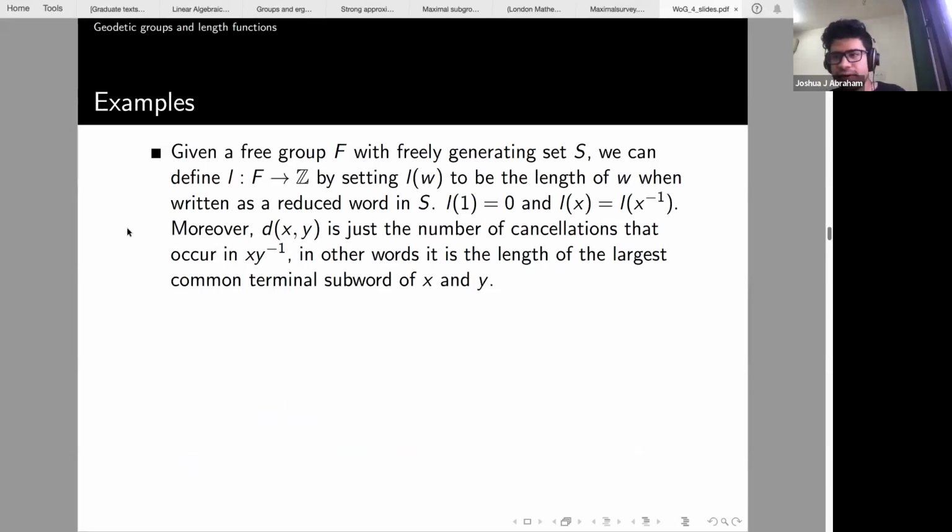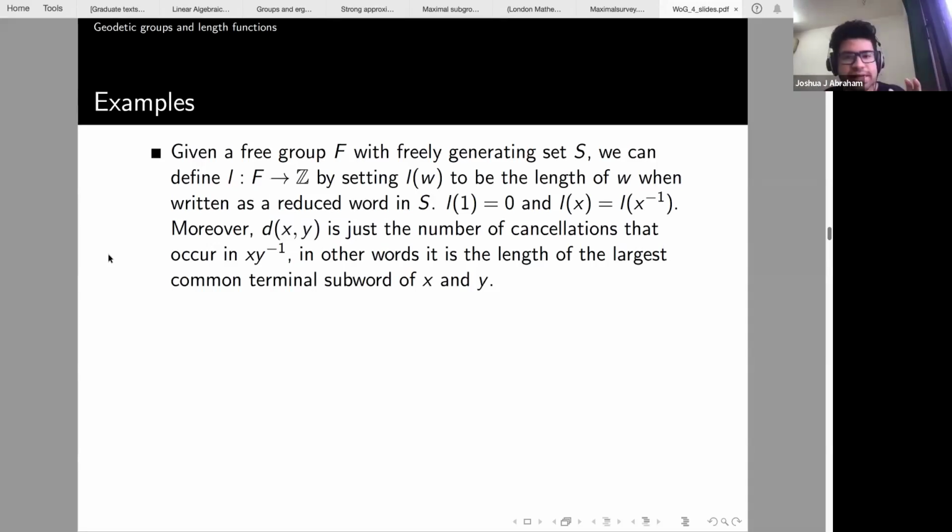If you have a free group, you just take the free generating set and define the length to be the length of the reduced words. So here it's easy to see that it is a length function. The length of the identity is 0. The length of an element is the same as the length of its inverse. And now d of xy here is just the number of cancellations that occur in xy inverse.